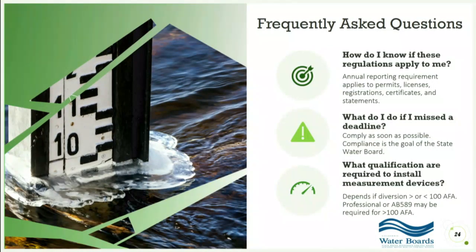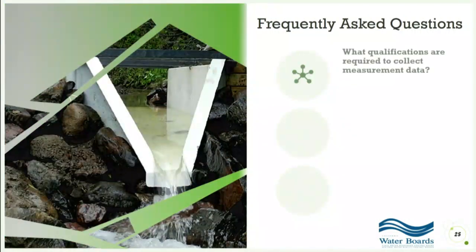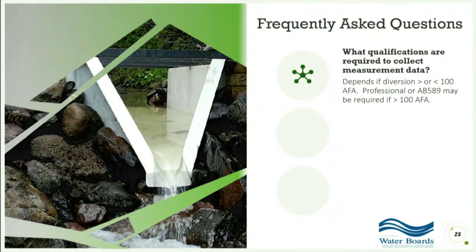What qualifications are required to install measurement devices? Again, it depends if your diversion is greater than or less than 100 acre-feet a year. It has to be a professional engineer or somebody who has AB 589 training if the diversion is greater than 100 acre-feet a year. What qualifications are required to collect measurement data? This is the same answer. Professional engineer or AB 589 trained individuals are required if the diversion is 100 acre-feet a year or more.